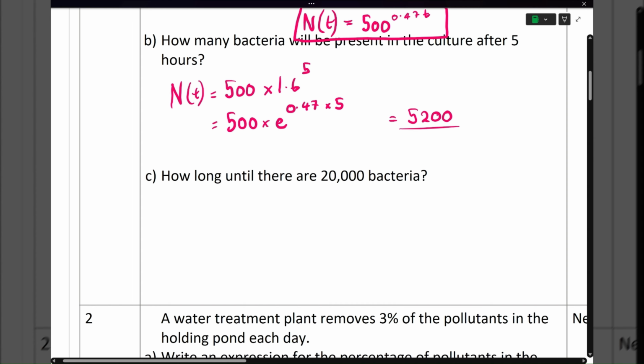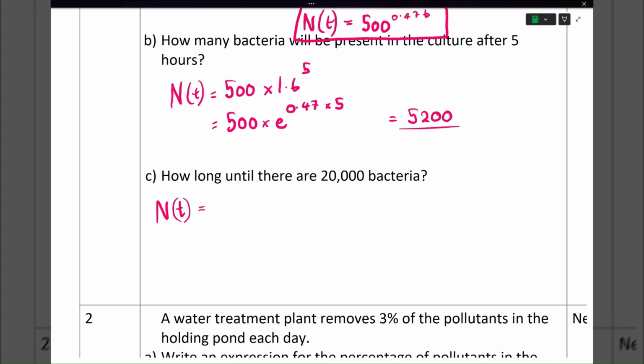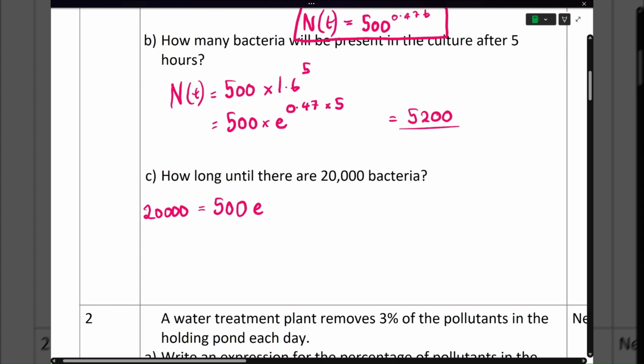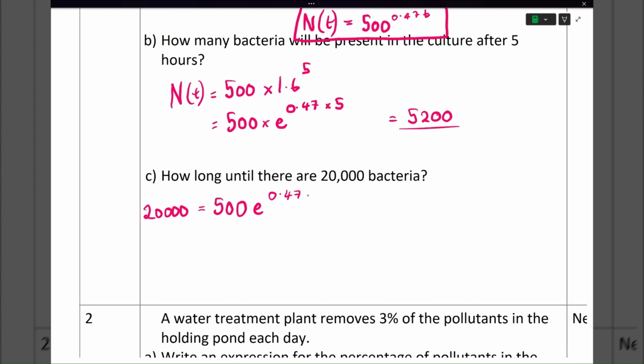How long until there are 20,000 bacteria? So again, we should be able to use either form of the equation, but let's stick to the natural log, the e form, so that we can use a simpler log rule. So 500 e, so we know the value of N now, don't we? So this is 20,000 is equal to 500 e to the 0.47t.